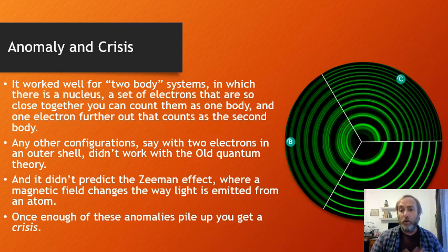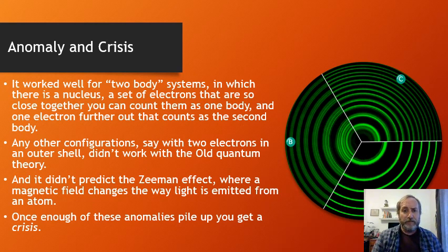And this Bohr model of the atom worked quite well for what we call two-body systems, where you've got a nucleus and then a group of electrons that are so close together you can treat them as one body, right? And then maybe one electron further out that counts as the second body. So that's fine if you have a nucleus and a shell with one or two electrons, and then just one stray electron in a shell that's not completely full. The Bohr model worked great for that.